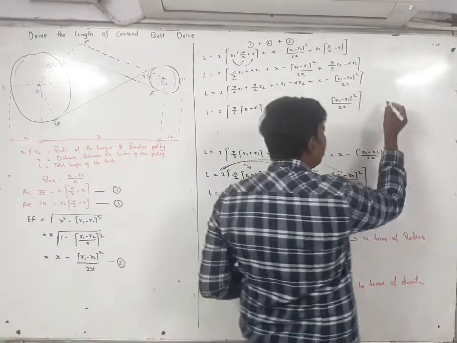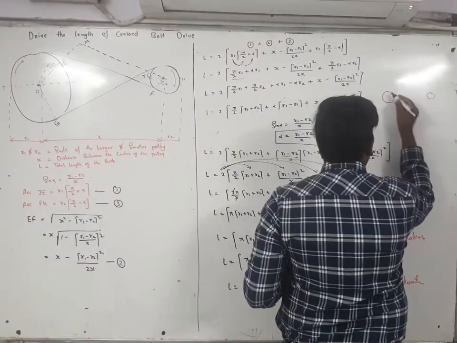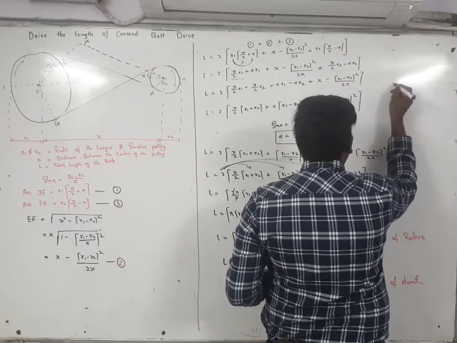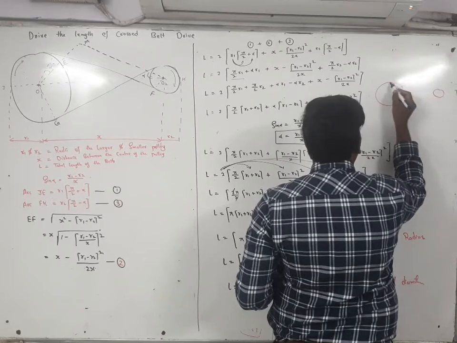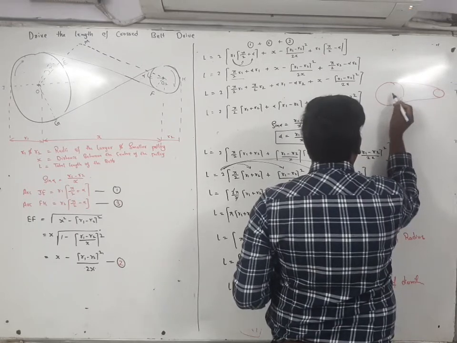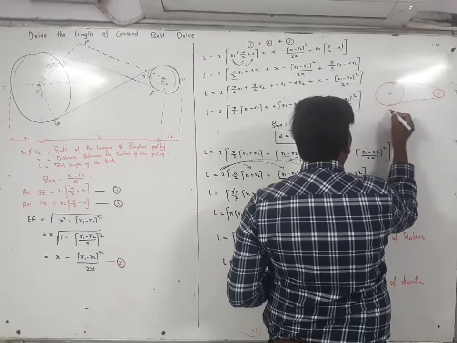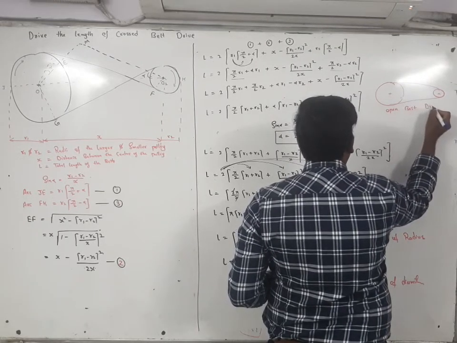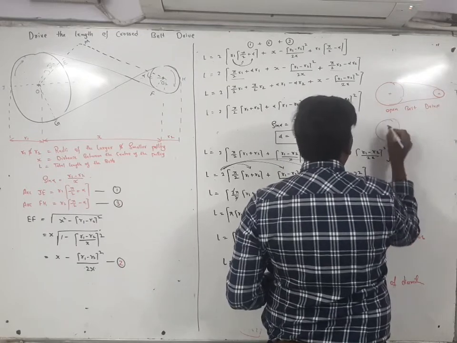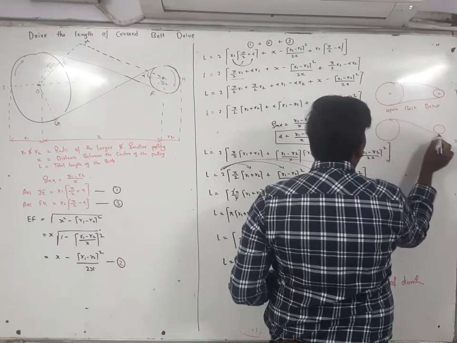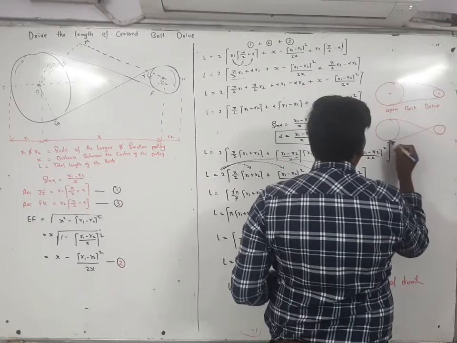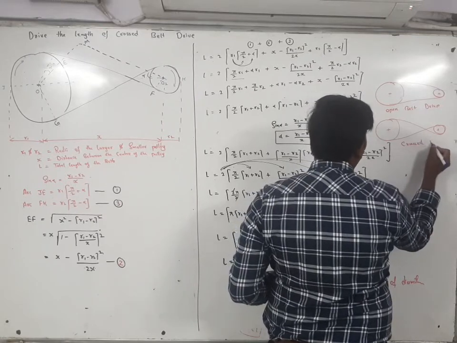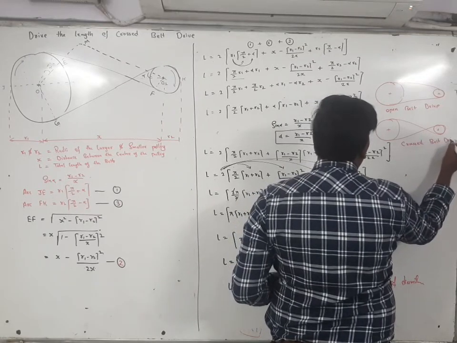See, this one is known as the open belt drive. As you can see, this one is the driver, this one is the driven, and the belt will come like this and it will go like this. This is the center of the belt. So this one is known as the open belt drive. If you consider this one, the belt will come like this and go like this. So this one is known as the cross belt drive.